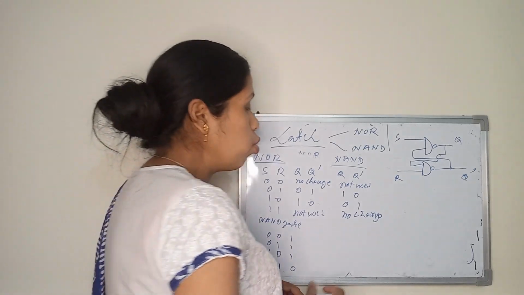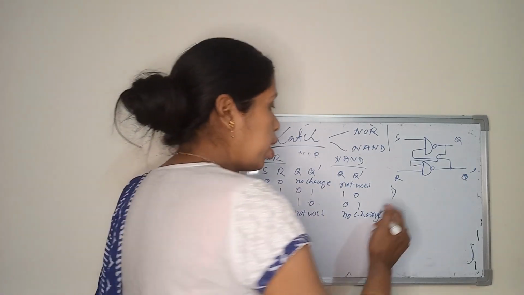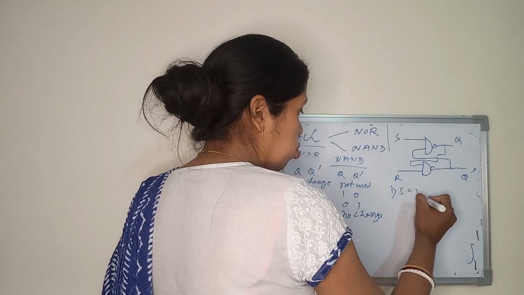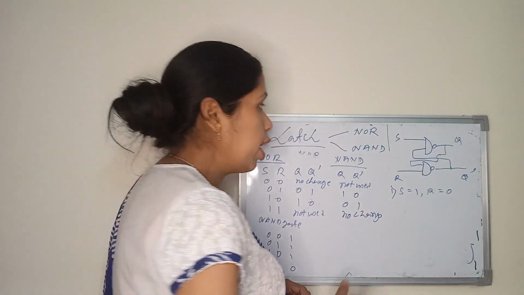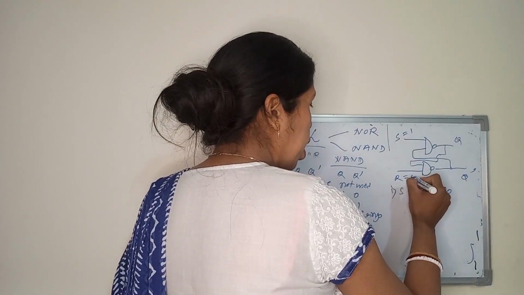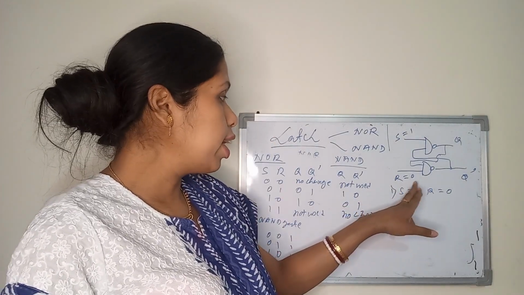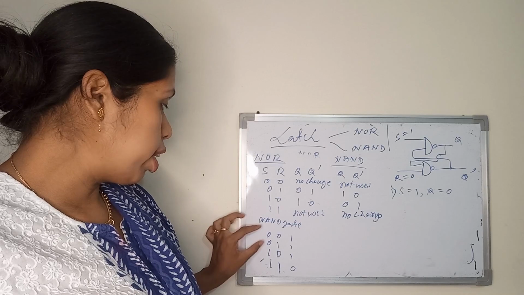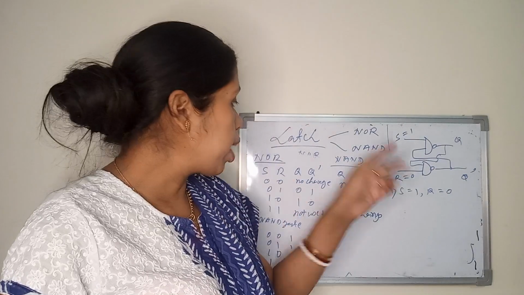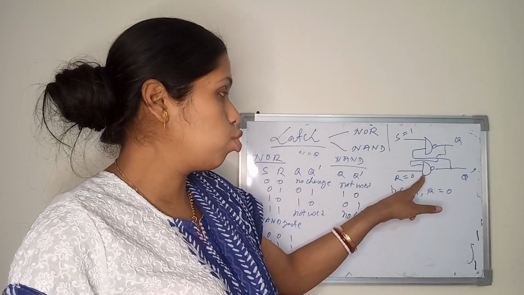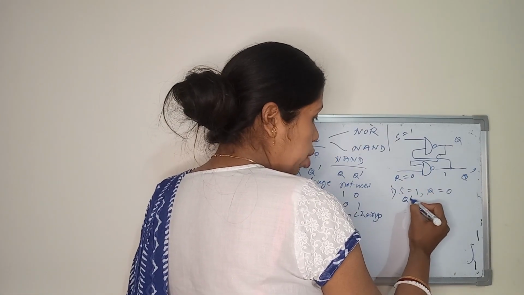Like the NOR gate, first I have to give input in S. So here my S is equal to 1, and here my R is equal to 0. Now considering this NAND gate, from the truth table of the NAND gate, if any input is 0, the output is 1. So for this NAND gate, R is equal to 0, which means the output is 1. That means my Q prime is 1.